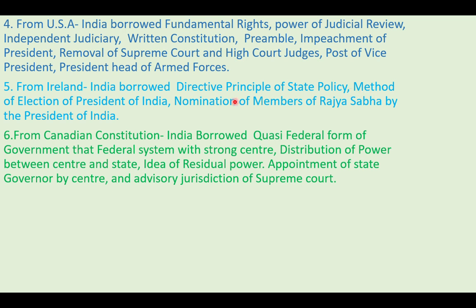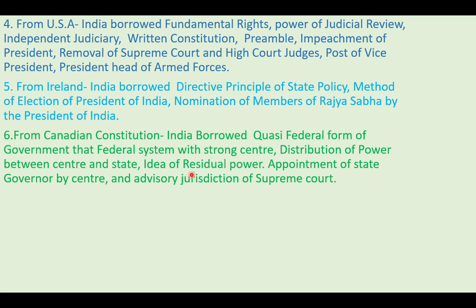Second, the method of election of the President of India. Third, nomination of members of Rajya Sabha by the President of India. It's very important. आपको पता है 12 members are nominated in Rajya Sabha by the President, and this provision has been taken from Ireland. Next one is from the Canadian Constitution. India has borrowed the quasi-federal form of government from the Canadian Constitution, that is a federal system with a strong center. And distribution of power between center and state, it is the same thing. It is also taken from the Canadian Constitution.